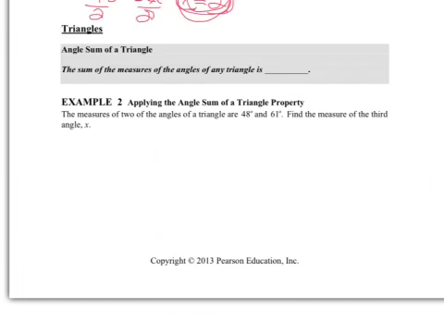So now we're going to talk about angle sum of a triangle. The sum of the measures of the angles of any triangle is 180 degrees. It says apply the angle sum of a triangle property. The measures of two of the angles of a triangle are 48 degrees and 61 degrees. Find the measure of the third angle, x.